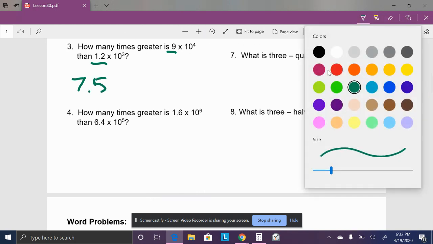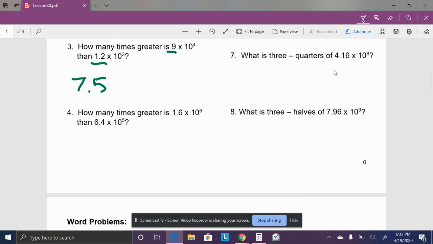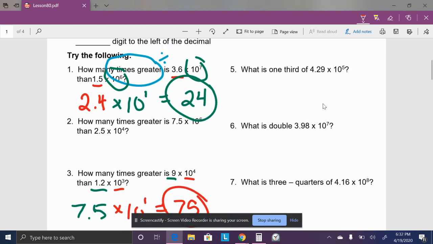Then, same thing, divide the powers of 10. 10 to the fourth divided by 10 to the third: keep the base, subtract the exponent, so it's 10 to the first. Multiply those out, and you get 75. Awesome. All right, next one.